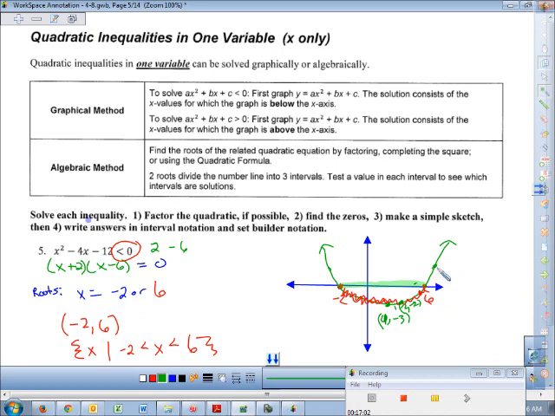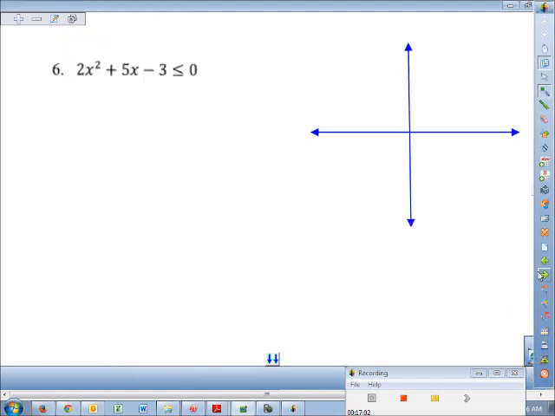I picked this guy right here. That's at like 7, 1. X value is 7. Is the y value less than 0 at that place? No, it's 1. So in this spot was where that was less than 0. Let's try another one. Number 6.